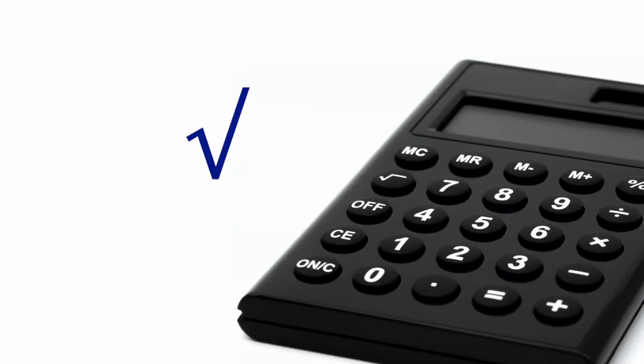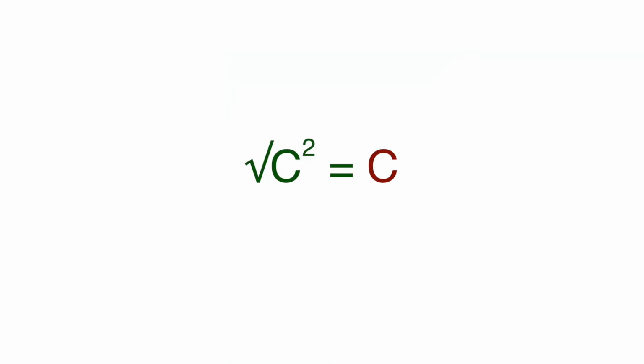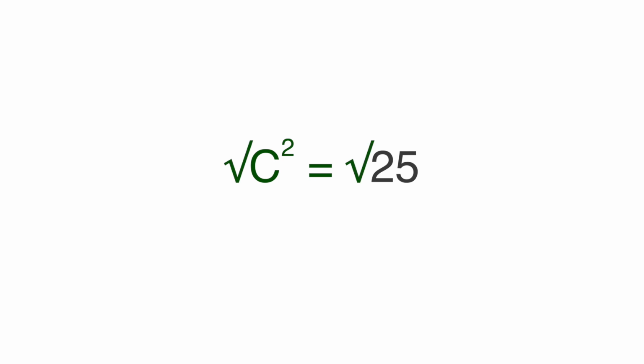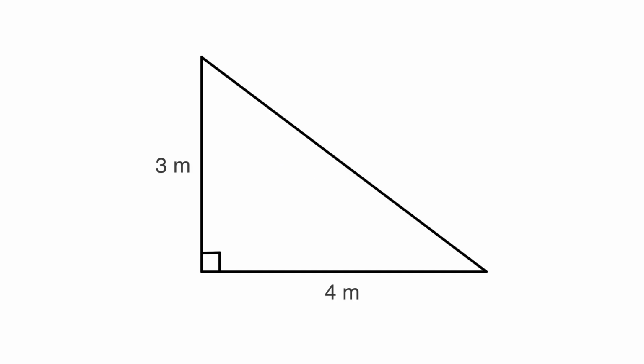If you said square root, that's right. A square root is the inverse of a square. It's represented by this funky looking sign on your calculator. We can take the square root of c squared to get c by itself. However, by the laws of algebra, we have to do the same thing to the other side of this equation. That means we also take the square root of 25. It turns out to be just 5, leaving us with c equals 5. Therefore, the length of the hypotenuse for this triangle is 5 meters. That's the answer we wanted.